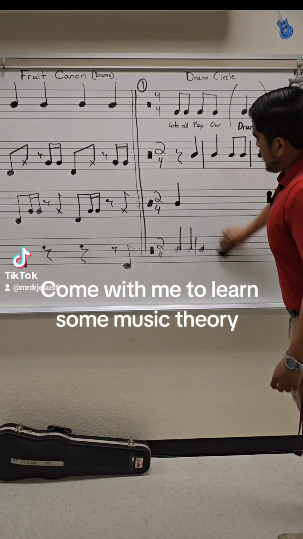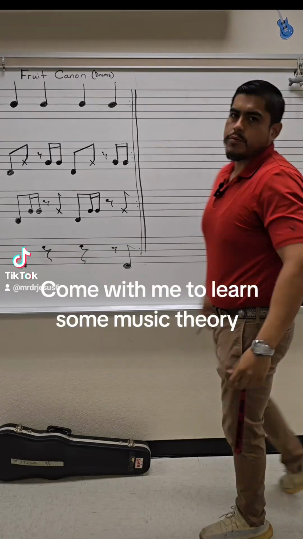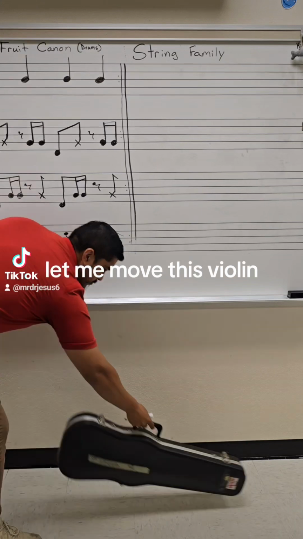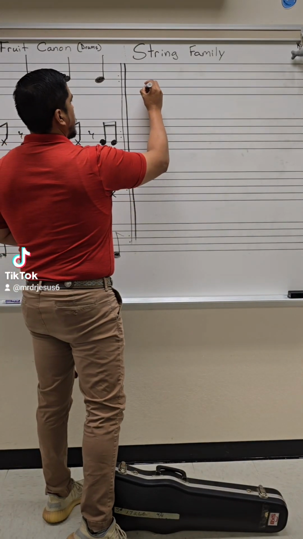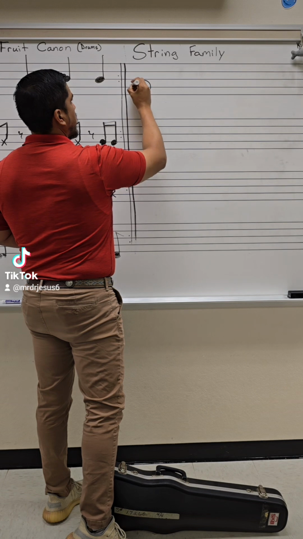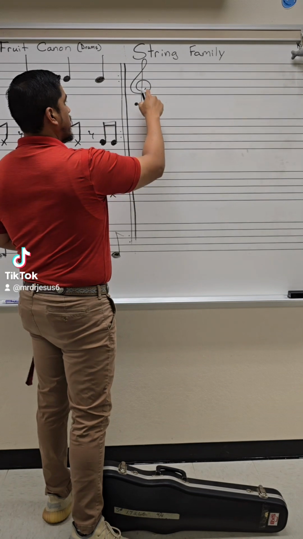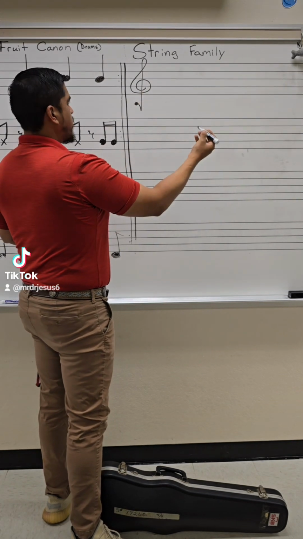Come with me to learn some music theory. Now we're going to move over to the strings. Let me move this violin. We need a treble clef, which will be right here. It's also called the G clef because it's on the second line, which is G.